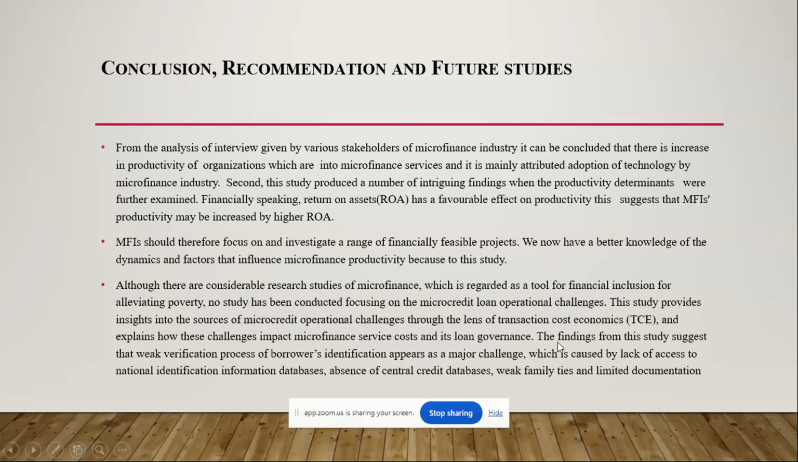So the finding of this study suggests that weak verification process of borrowers' identification appears as a major challenge, which is caused by lack of access to national identification information databases, absence of central credit databases, weak family ties and limited documentation. So in the end, we concluded that with the adoption of blockchain technology, many things could be improved in the microfinance sector, which is still working on traditional working models, and new working models can be introduced into this industry.